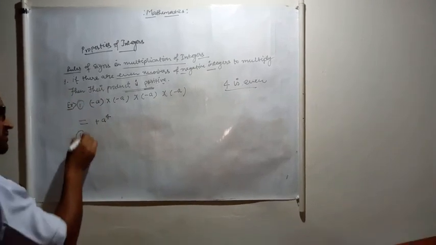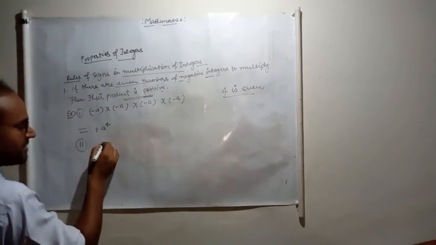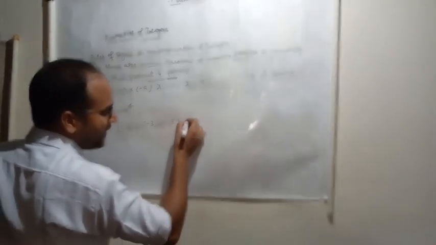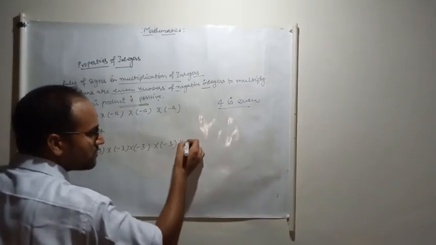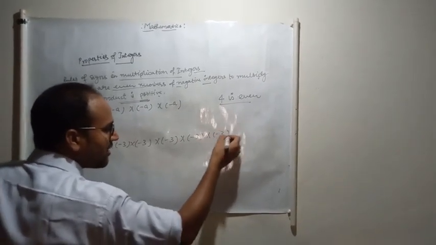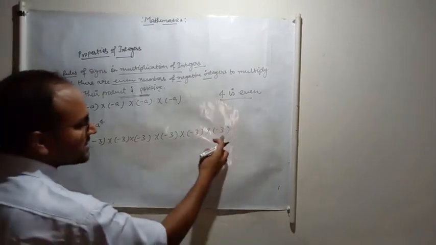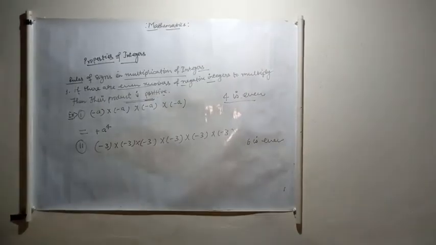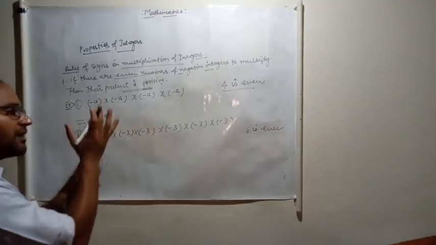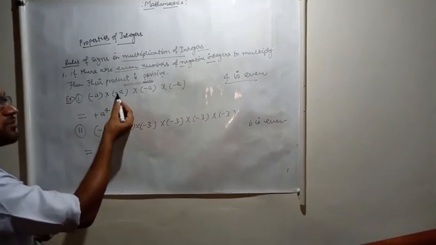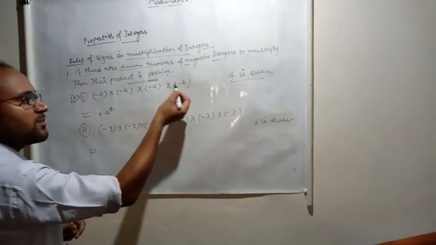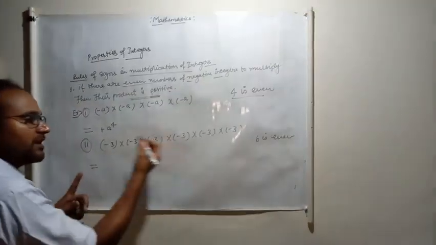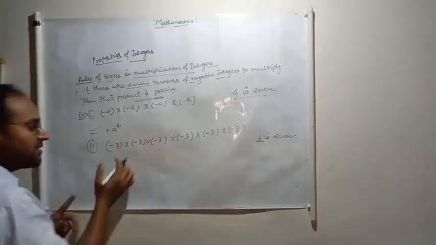Same as it, I will take a numerical value here. This is the first one, this is the second one. Minus 3 multiplied by minus 3 multiplied by minus 3, and so on, six times. 1, 2, 3, 4, 5, 6. 6 is also an even number. So if we multiply this an even number of times, we always get positive. And you know that minus times minus is plus, plus times minus is minus, and minus times minus always gives plus. The same in this case also: if we multiply it an even number of times, we get the positive value.